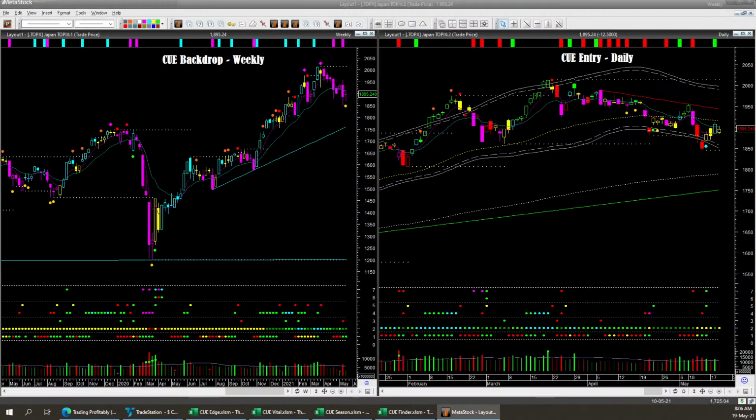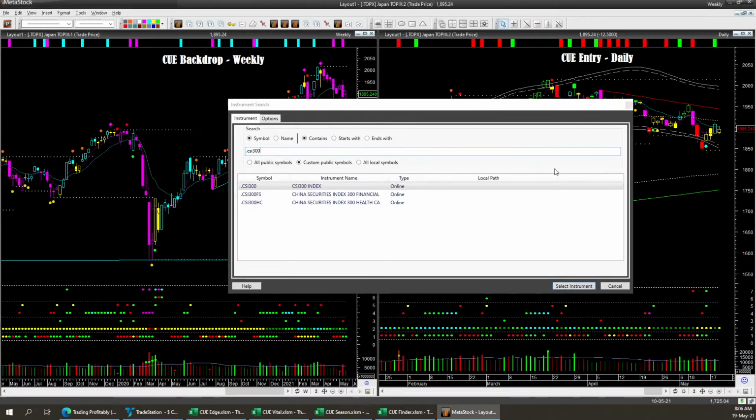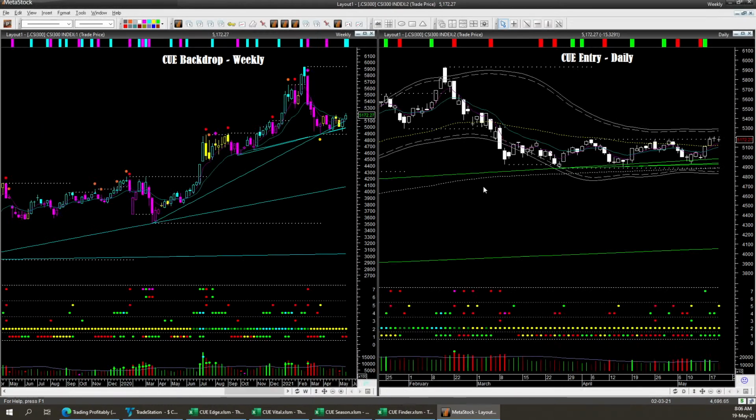CSI 300, China market, excellent. The trend line support in the weekly chart is still holding. Price was inside a range in the daily chart. The range was formed by the trend line support, and there was a trend line resistance during the last webinar, the weekend webinar. That trend line resistance is now broken. However, there is watermark resistance.